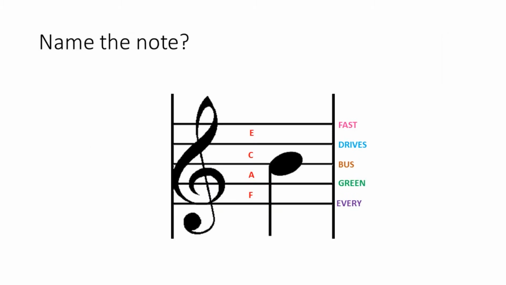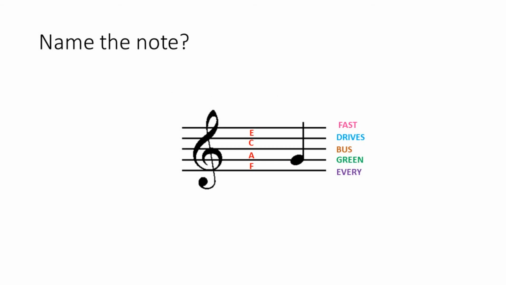So now we've learnt our rhyme, we're going to have a look at some of these notes on our musical stave and try and work out which note it is. So here, the first note, we have it going through the third line. The note head is going through that line. So we count through the lines, every green bus. And you'll see that it is going through the line that says the word bus. So that makes that note into a B.